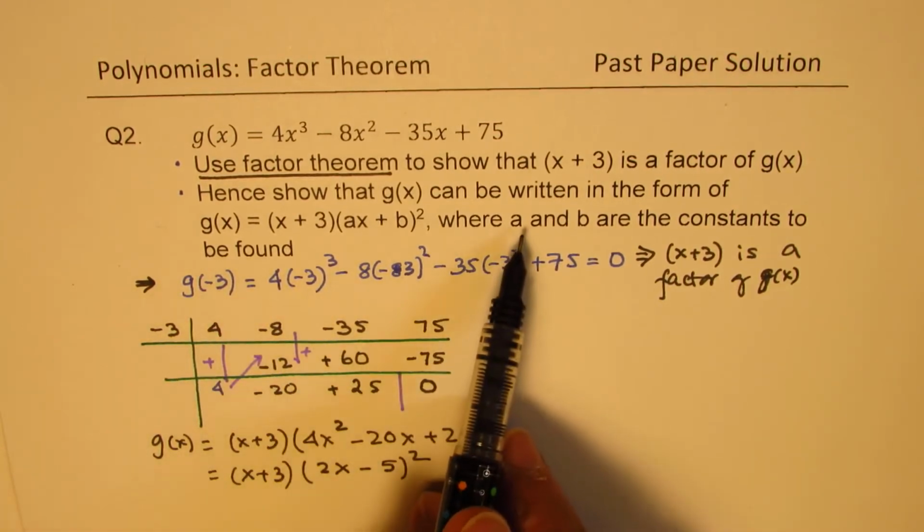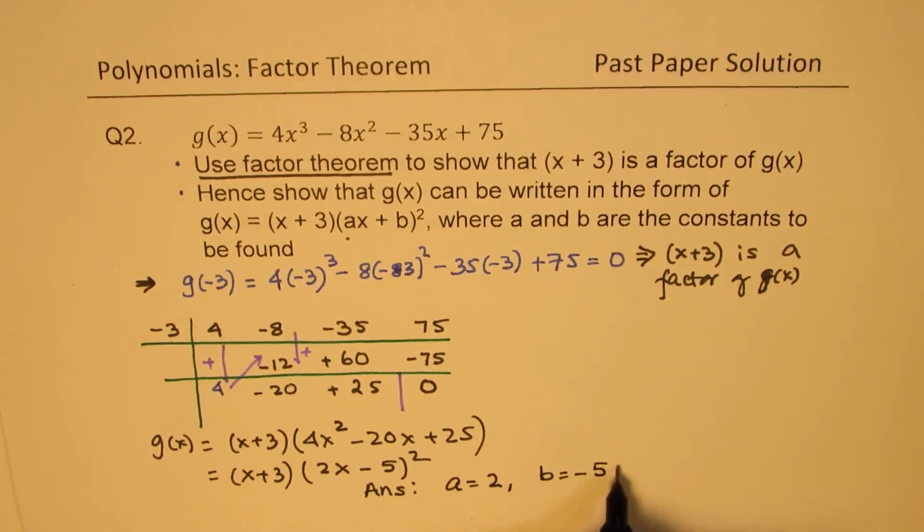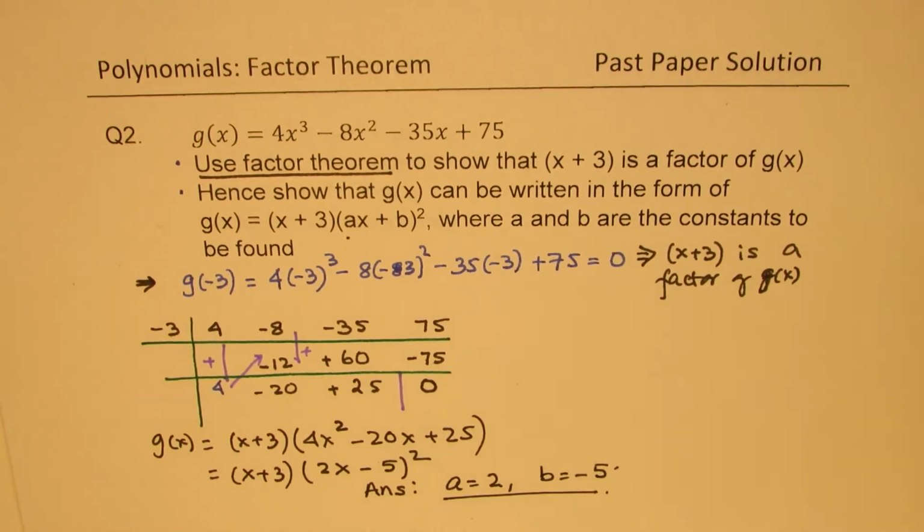You need to find what a and b are. And therefore, our answer is that a, the coefficient of x, is equal to 2, and b is equal to minus 5. Is that clear? So that is how this question should be solved.